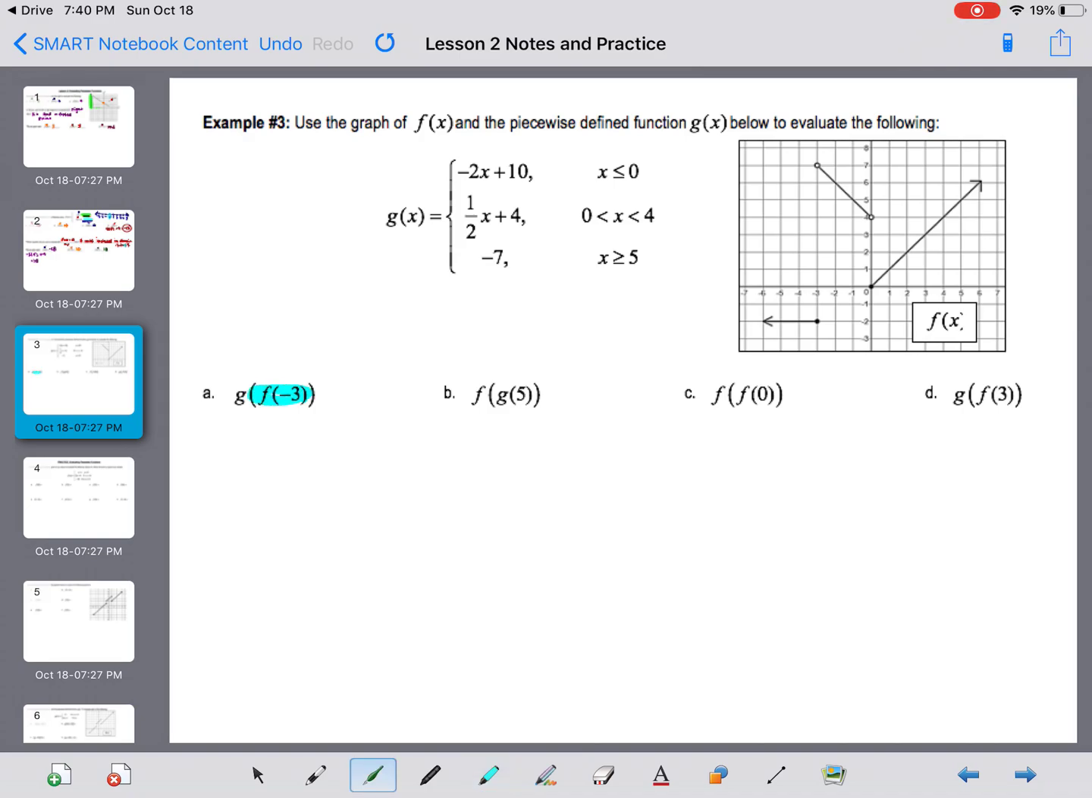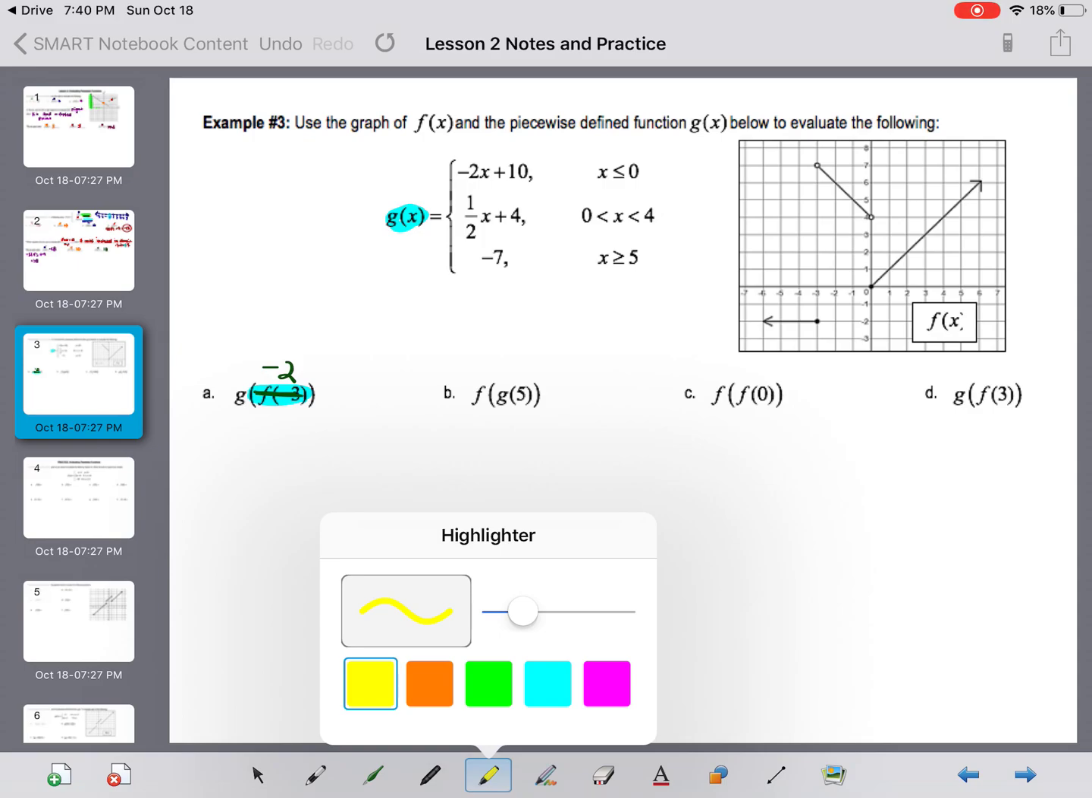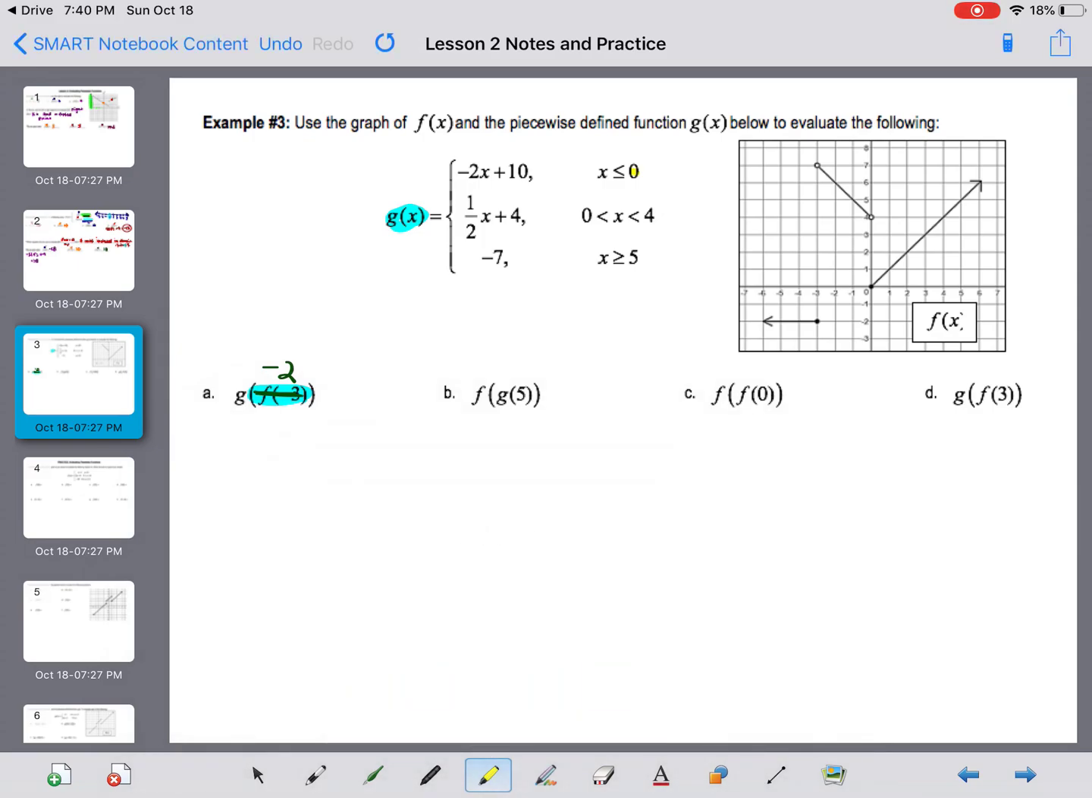So we're going to go to -3 on our graph, go to our y value, and the y value there is -2. So this becomes -2. Now we're going to evaluate g of -2. So we are going to use the equation here. Look at your domains. -2 fits in the first domain. -2 is less than or equal to 0. So we're going to use that top function.